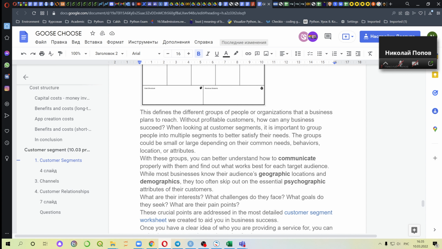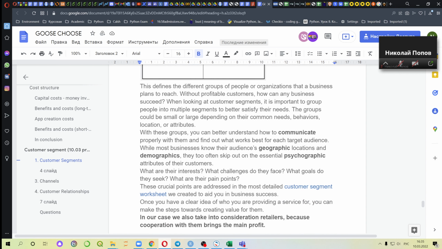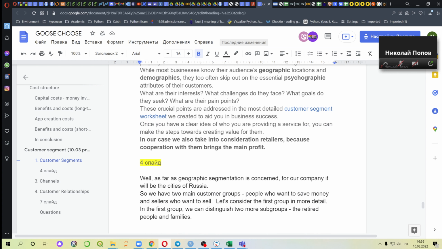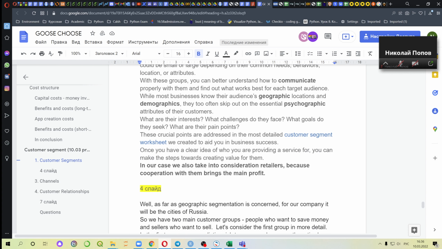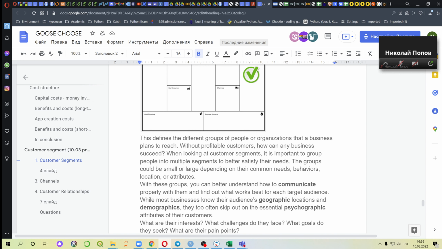This defines the different groups of people. Just give me a second. Something is wrong. I accidentally deleted a part of my text. Okay.